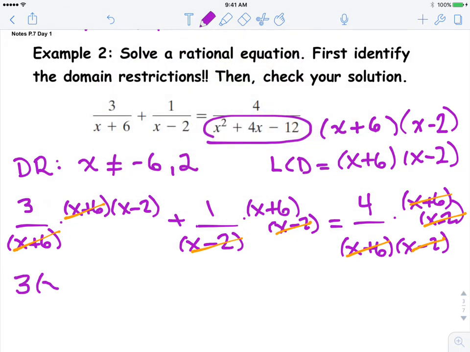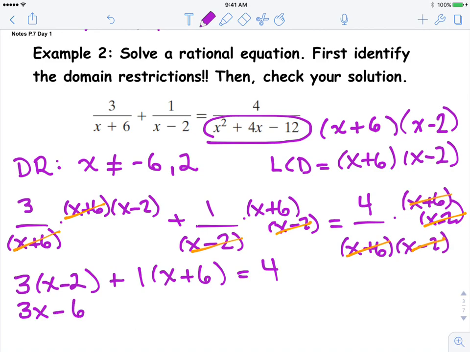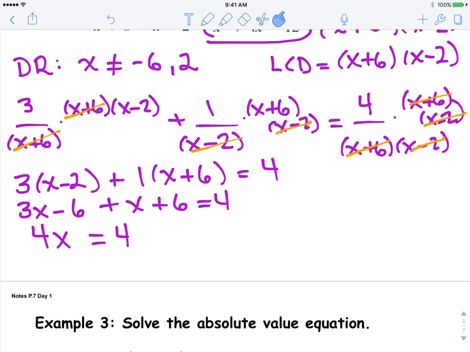3 quantity x minus 2 plus 1 quantity x plus 6, and then 4. Nice linear equation. Distribute the 3, distribute the 1, combine like terms, and then divide by 4, giving you 1.